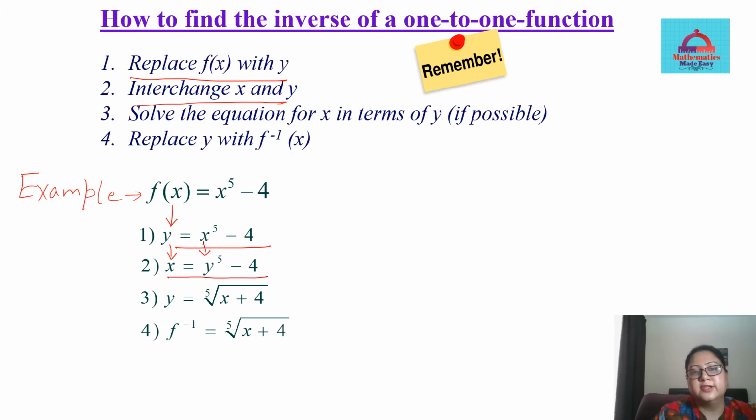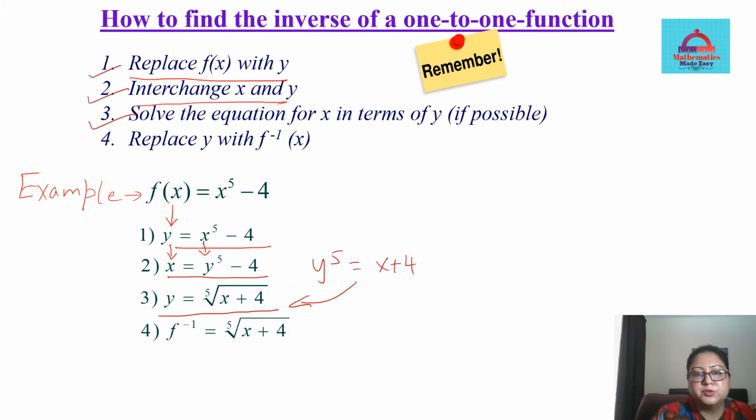Step 3, you have to solve the equation for x in terms of y if possible. In this question, it is easier to express y in terms of x, so we are going to do that. I take this -4 to the other side, so it becomes positive. So we have y to the power 5 equal to x plus 4. Now, if I need y in terms of x, I am going to take the fifth root of x plus 4, and that is exactly your third step. Okay, so we are done with the third step also.